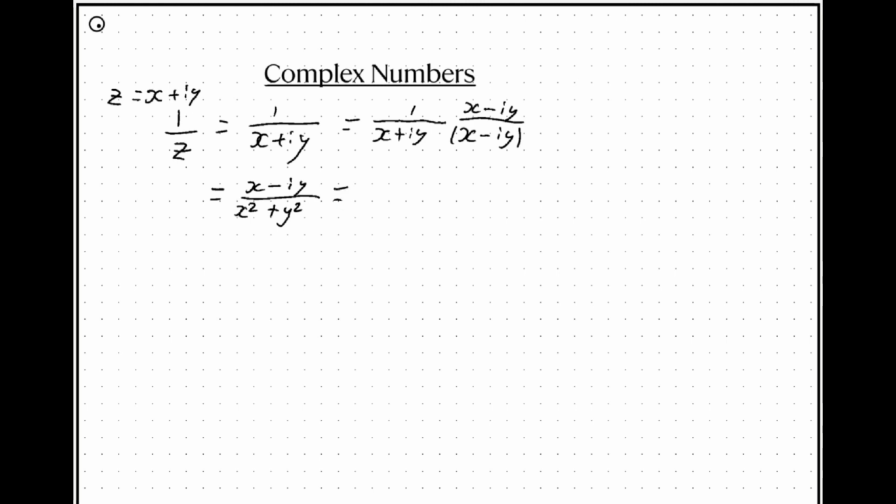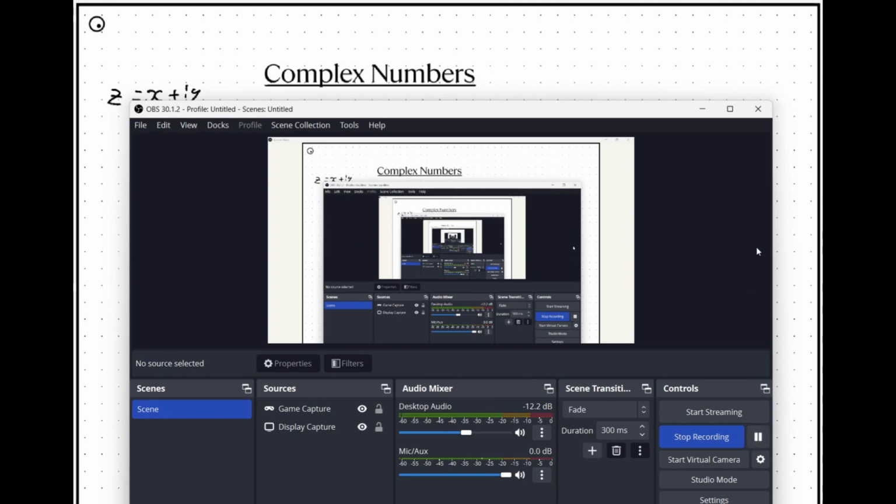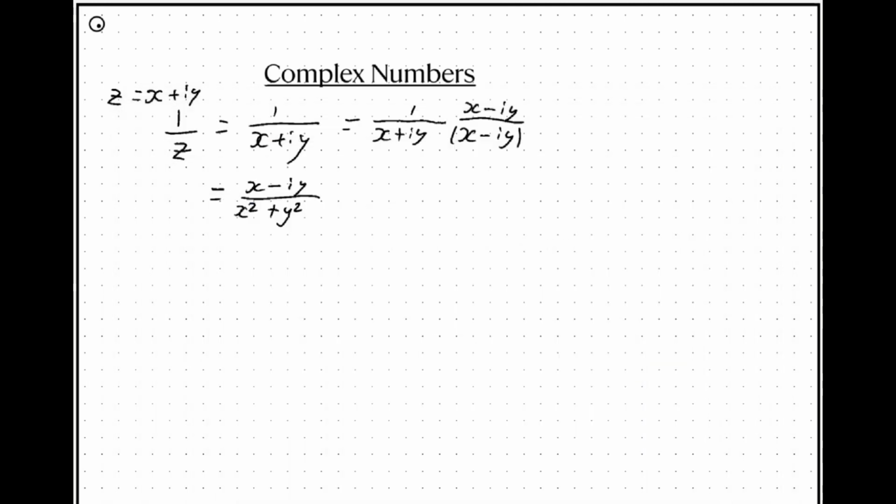So this also means that 1 over z can be written as z star over the modulus of z. Now this also means that we can write the 1 over z as z star over the modulus of z squared.